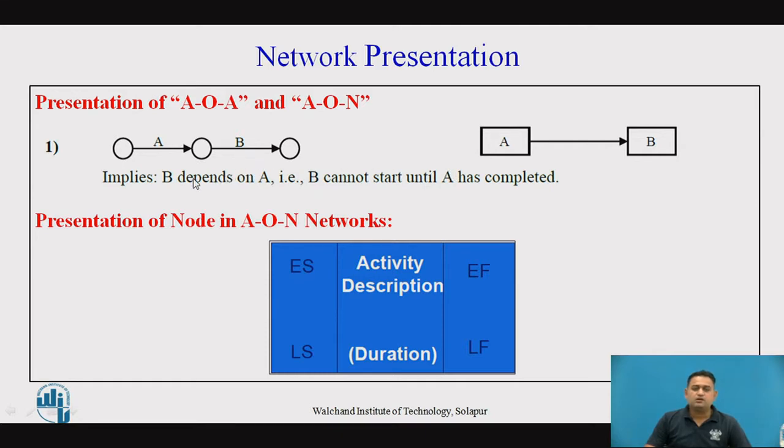Here the sequence of the activities is the same, but the overall representation of the activity in the AON is as follows. Here it is a rectangular box in which there is a partition describing the overall activity name as well as duration, the earliest start and earliest finish, latest start and latest finish, which we used to do similarly in the activity on arrow network diagram.